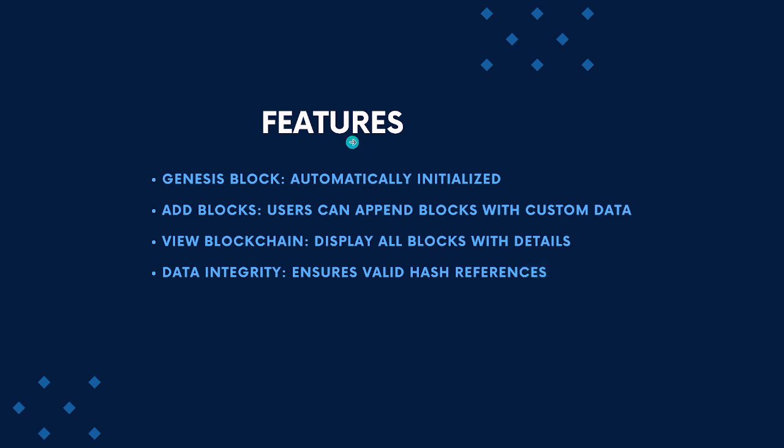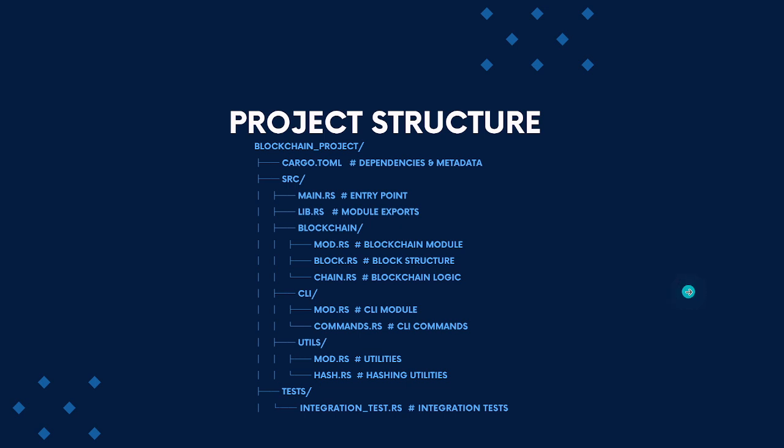Now, the features we're going to be exploring in this workshop is the Genesis block. We're literally going to see how Genesis blocks are initialized on the blockchain, and we're going to see the functions responsible anytime we want to add a block on the blockchain network, and we're going to have a function that helps us view the list of all the blocks that were added on the blockchain network, and we're going to see data integrity, ensuring valid hash reference. It's a security measure that is used in the blockchain.